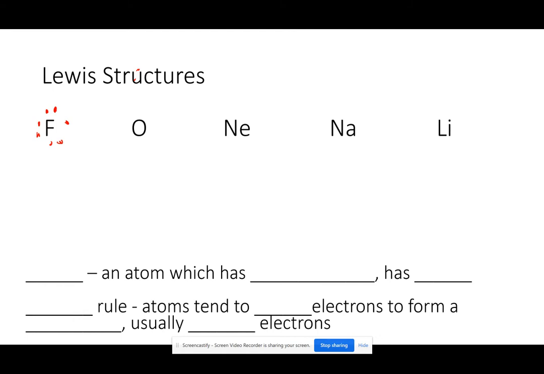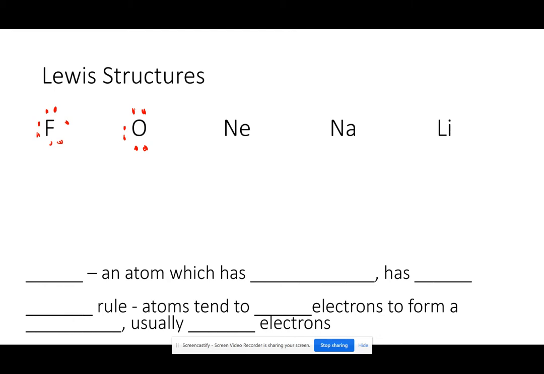Let's do oxygen. Oxygen is the 8th element. If you look at your periodic table, you might see the little numbers in the top right-hand corner of oxygen's box. Or you might also just count, and you'll see that oxygen has 2 on the first level and 6 on the second level. And it has 6 valence electrons. So I'm going to draw 6 dots around oxygen. That's oxygen with 6 valence electrons.